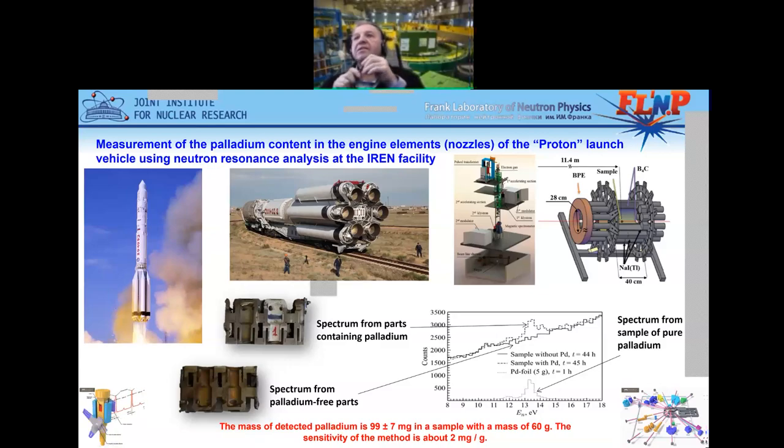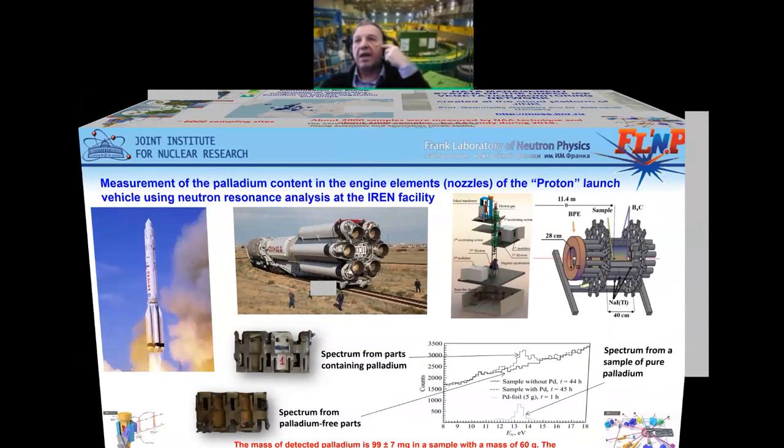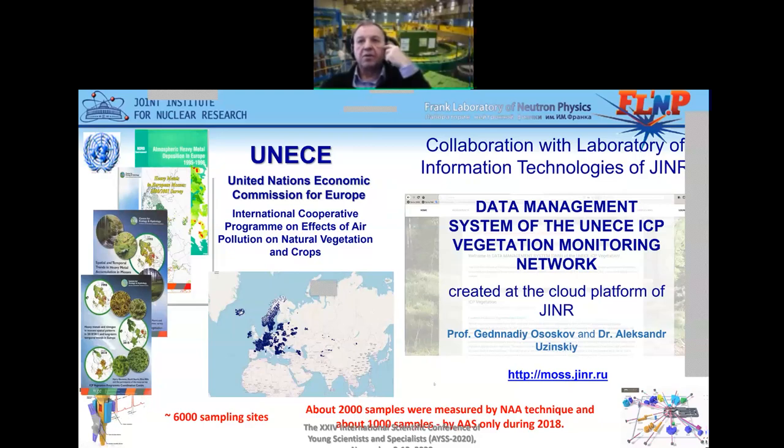We helped our colleagues from Roscosmos of the Russian Federation resolve a problem with Proton missile engines. During construction of these engines, some mistake in technology happened, and a wrong kind of material was used for welding one component of the engine. By our research at the IREN facility, we helped our colleagues discover and mark these wrong engines, which were later reconstructed.